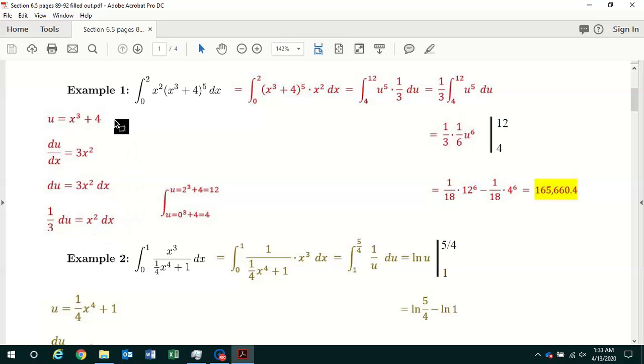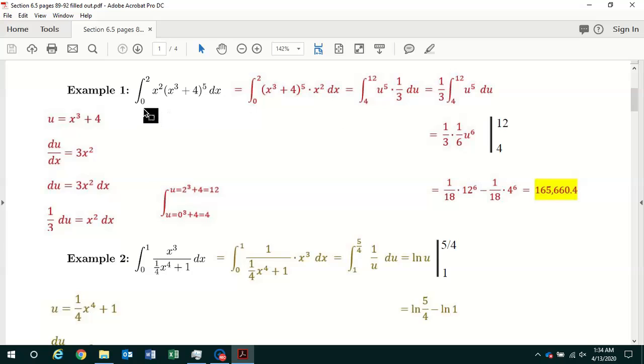So now up here in our definite integral, we can switch the order of multiplication inside the integrand and write it as x cubed plus 4 to the 5th times x squared. And now when we do our substitution, replace the x cubed plus 4 with u, and we have u to the 5th power, and replace x squared dx with 1/3 du, and so then we have u to the 5th times 1/3 du.